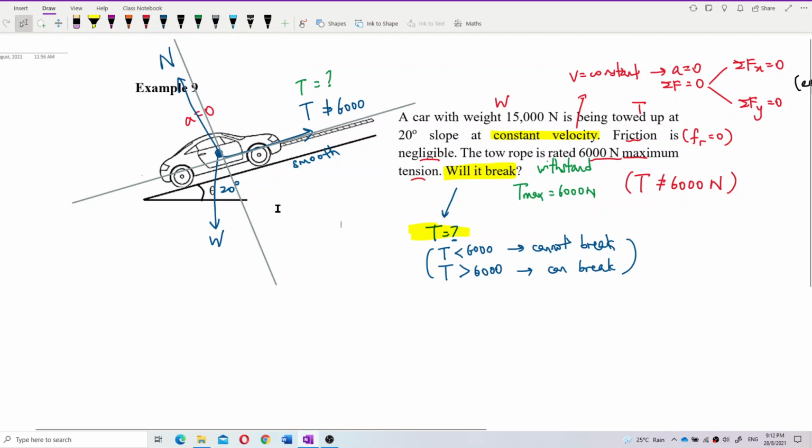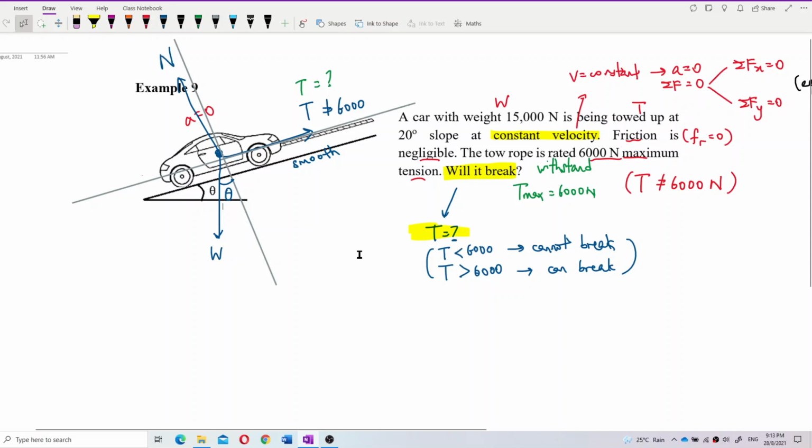And one more thing: the weight is directly downward. Do you know that this angle is actually 20 degrees? Maybe let me draw it nicely for you. Let me just rub it off. Okay, this is the weight. Do you know that this angle is also theta? When this is theta, this is also theta.